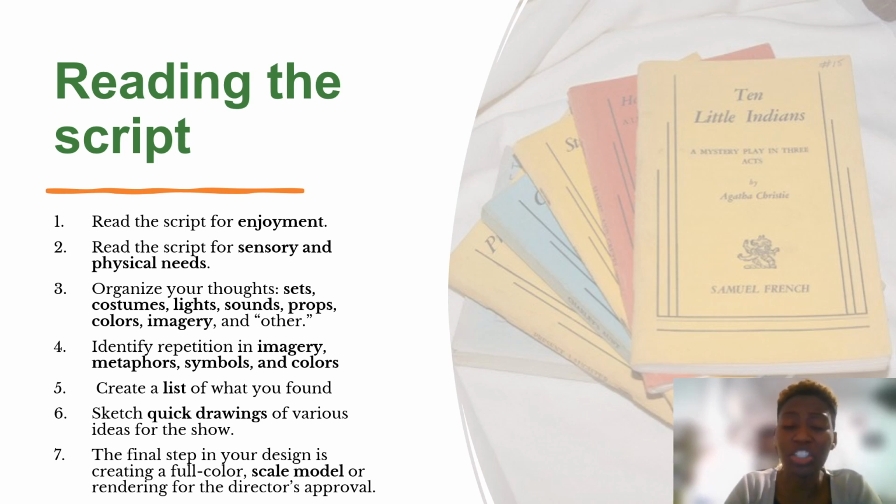Then they may go into sketching drawings of various ideas that they have for the show. And then the final step of the design is creating a ground plan and a scaled model for the director's approval. And generally, the director would share their production concept, and the set designer would try to ensure that whatever design concept they're coming up with is connected to or supports the overall production concept.